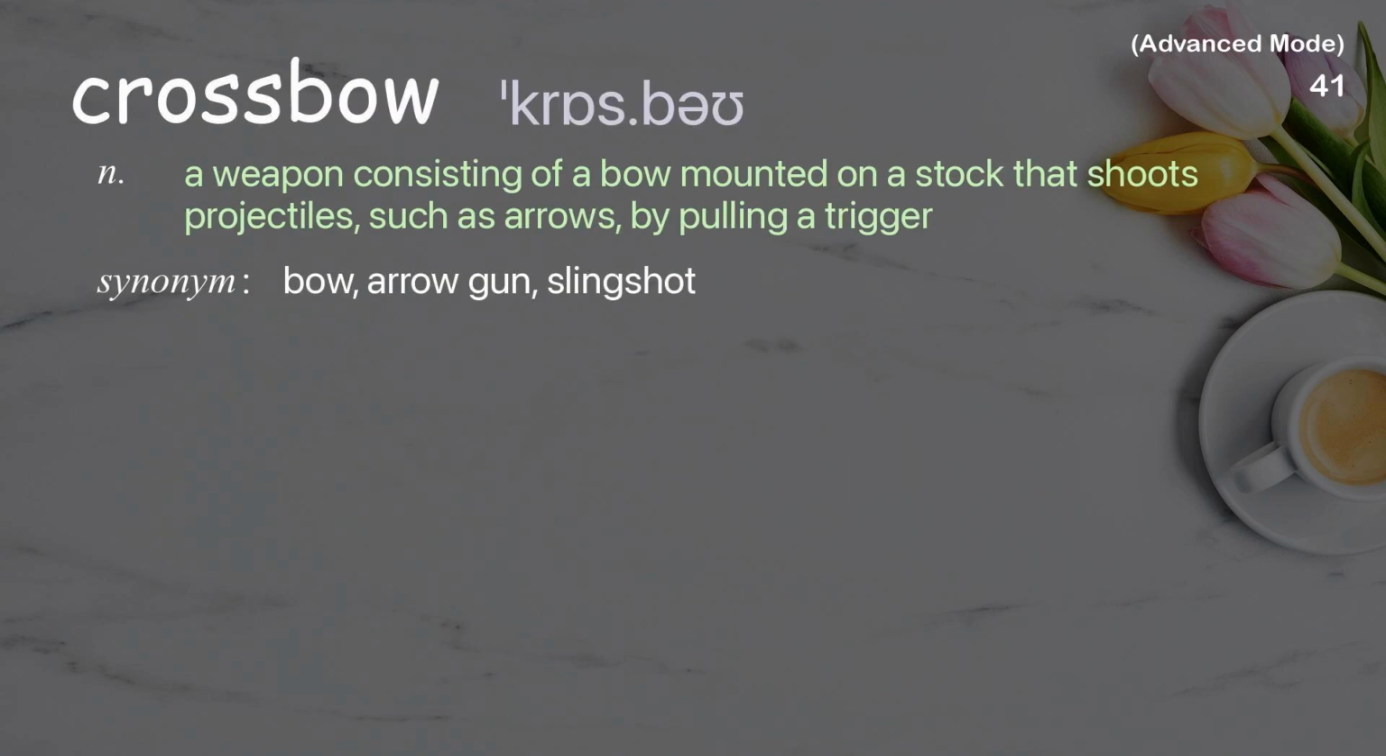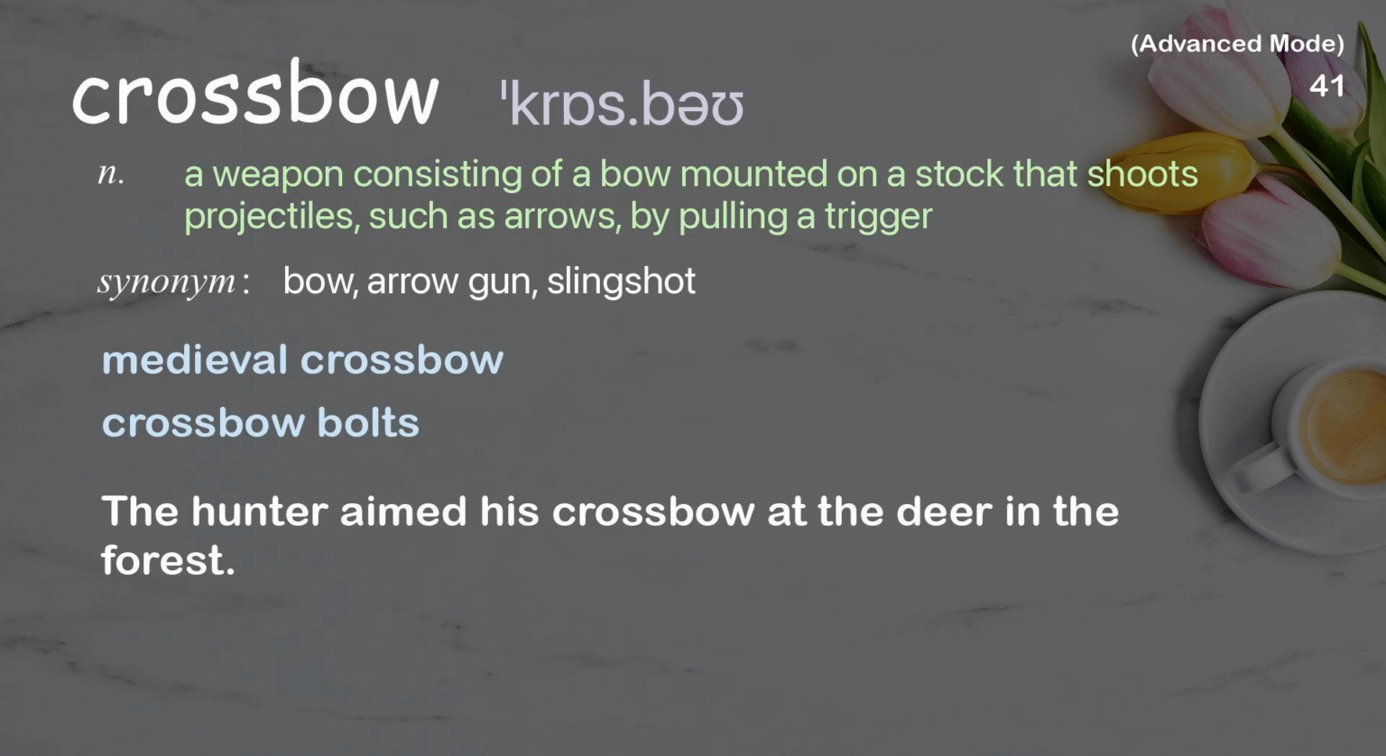Crossbow. A weapon consisting of a bow mounted on a stock that shoots projectiles, such as arrows, by pulling a trigger. Examples: medieval crossbow, crossbow bolts. The hunter aimed his crossbow at the deer in the forest.